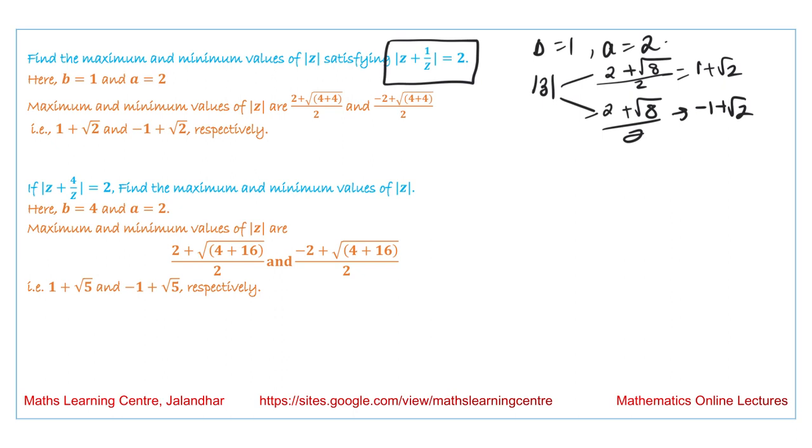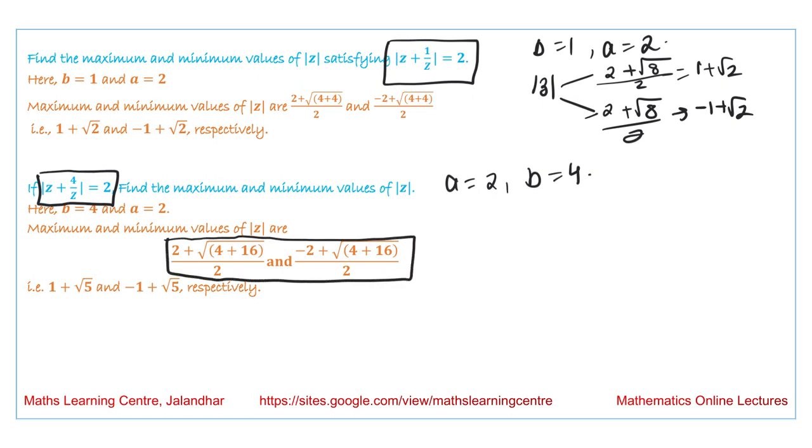Similarly, in this next question, we have mod of z plus 4 by z is equal to 2. So in this case, we are substituting a equal to 2 and b equal to 4. When we substitute these values, we obtain that the maximum and minimum values of mod z are of this form, and these are the required maximum and minimum values of mod z. These are the required values. So we are directly using the previous result. So you should keep that result in mind for solving these kinds of problems.